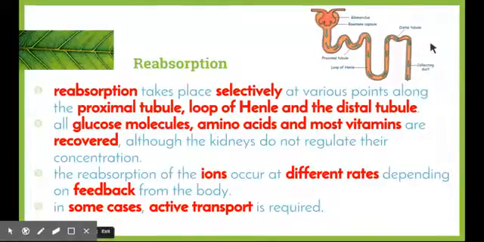All glucose molecules, amino acids, and most vitamins are recovered, although the kidney does not regulate their concentration. All of those substances are just reabsorbed through the proximal tubule, and the kidney doesn't really decide what goes and what doesn't. It just sends all of it. The reabsorption of ions occurs at different rates depending on feedback from the body based on hormones, as I said earlier, that we'll be looking at later. In some cases, active transport is required depending on the concentrations inside and outside of the nephron.